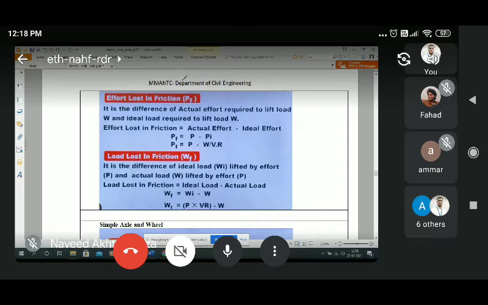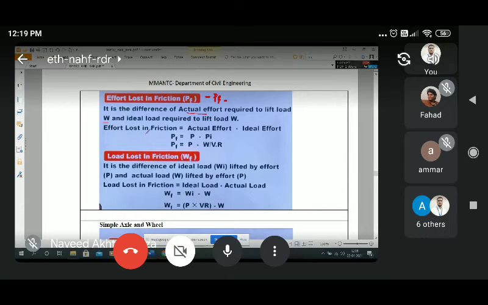So what is Pf? This is nothing but the effort loss in friction. It is the difference between the actual effort required, that is the real effort required to lift a load W, and the ideal effort. That is called actual effort minus ideal effort. Ideal effort means Pi. If there is no friction and we lift the load, that condition gives the ideal effort, that is Pi.